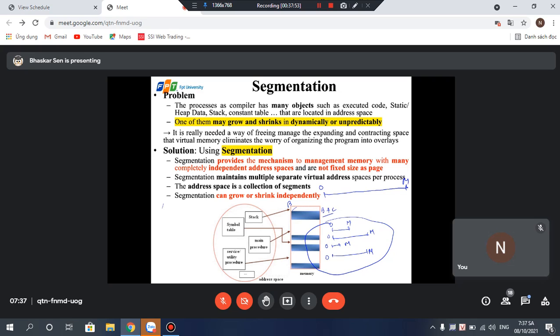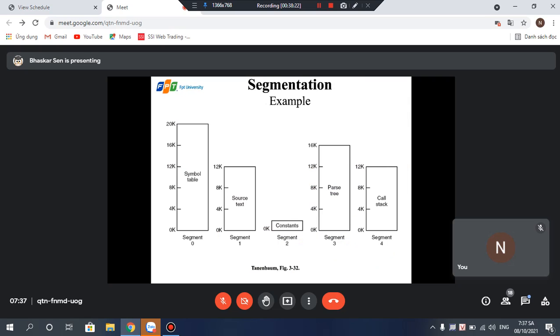So this is one segment, part of the same program. This is another segment, and this is another segment. But they're disjoint. That means they are not in contiguous positions anymore. There's no need, because each of them has its own independent, separate address space. That is the key benefit of this. So there we are. Now your program looks very much like this.